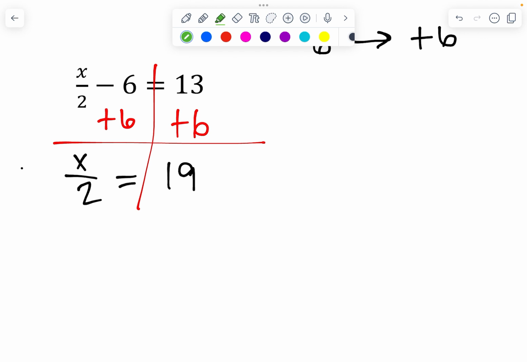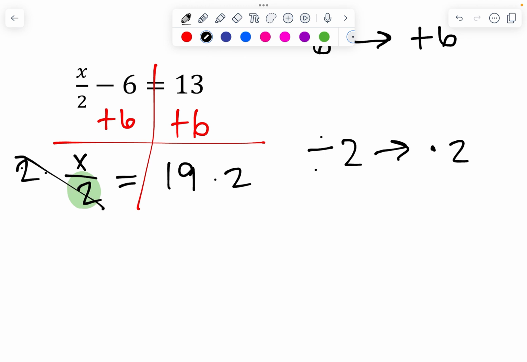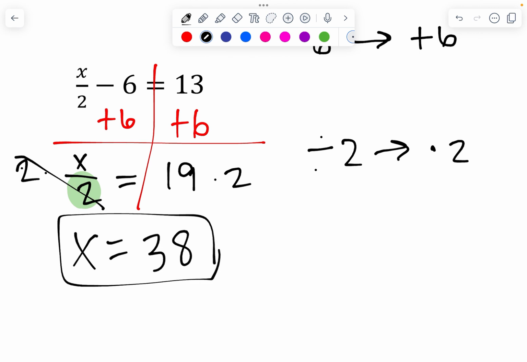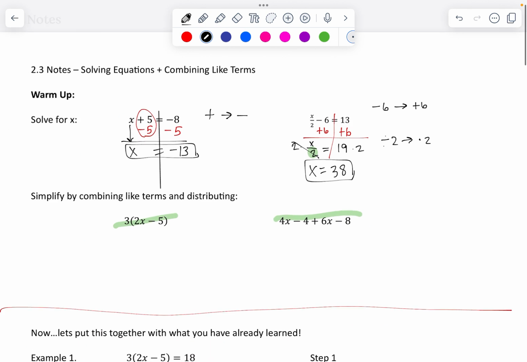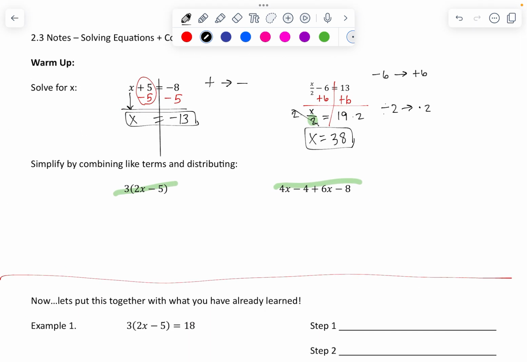And then again, I know it's a fraction, but remember a fraction is just a division sign. So to undo division, we're going to multiply by 2. So multiply both sides by 2 here. That cancels that out. So we get x to equal 38.